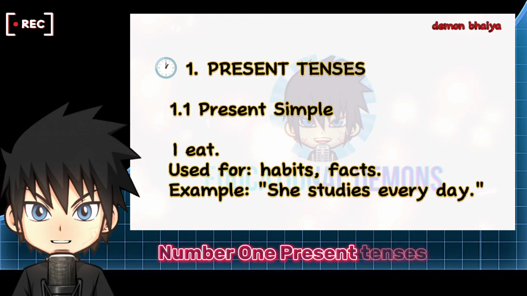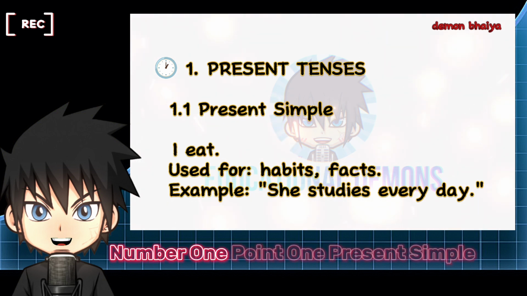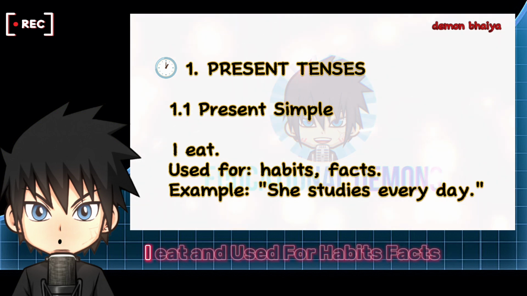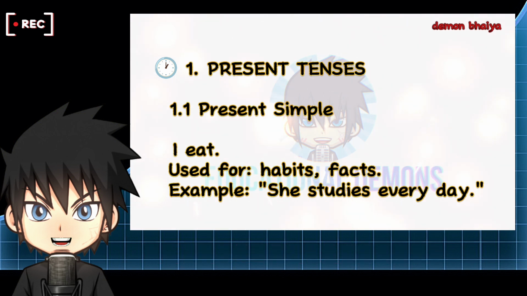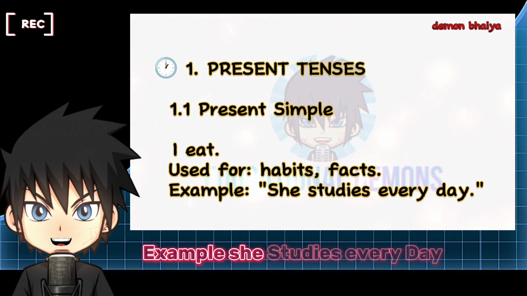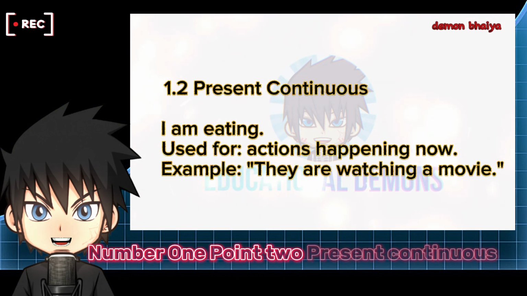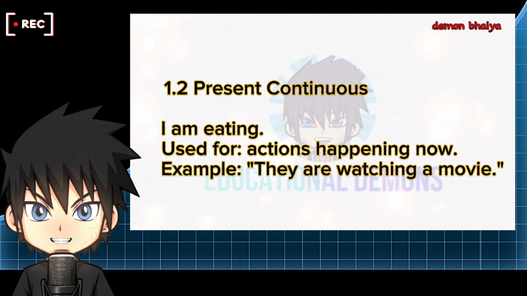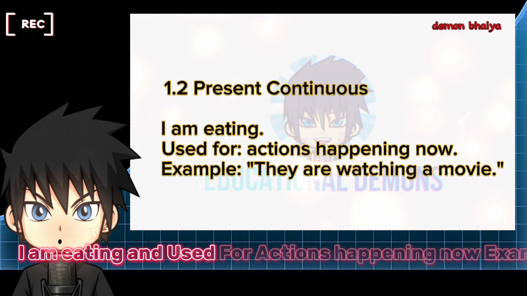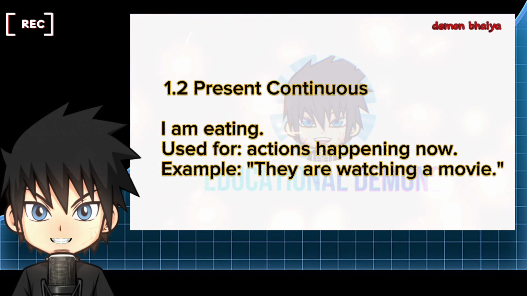Number 1, present tenses. Number 1.1, present simple. I eat, used for habits, facts. Example, she studies every day. Number 1.2, present continuous. I am eating, used for actions happening now. Example, they are watching a movie.